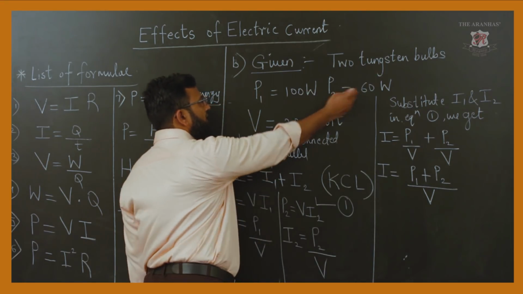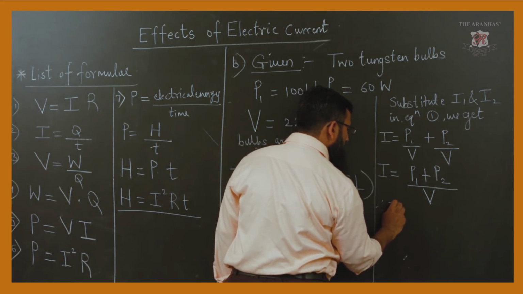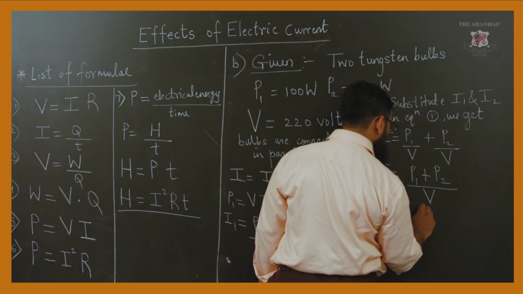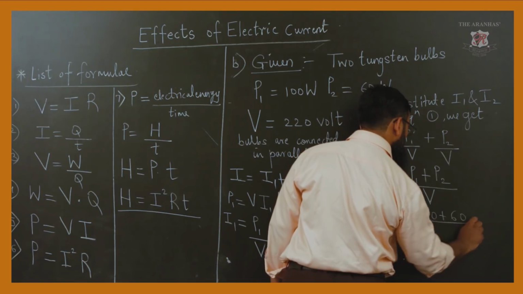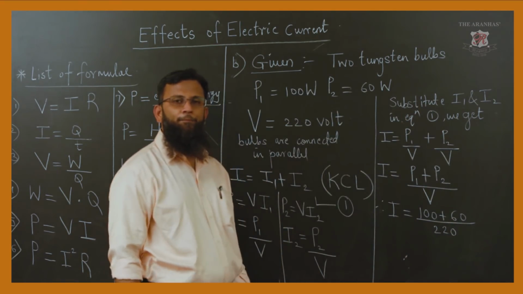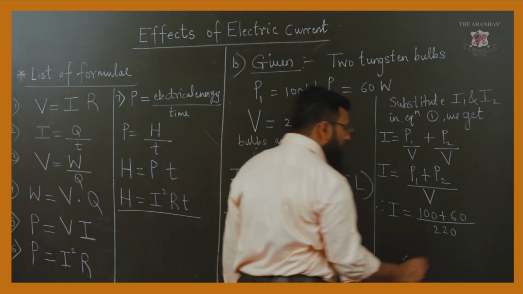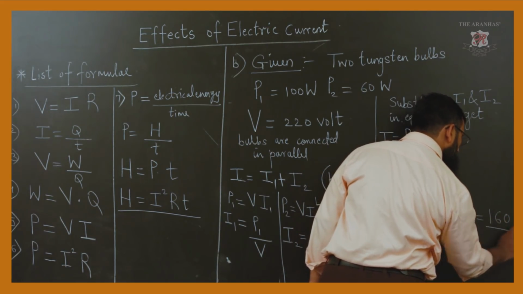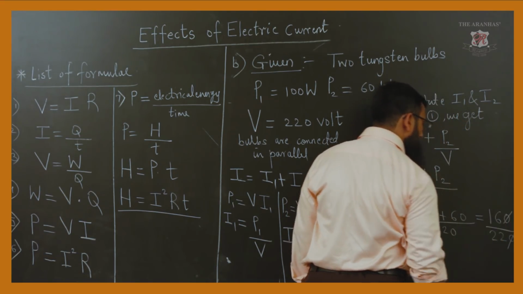Let us see what are the values of P1 and P2 and substitute them here. So, I will be 100 plus 60, and the potential difference is 220. Is this clear? Now, when we add that, we get a value of 160 by 220, and let us sort this out.